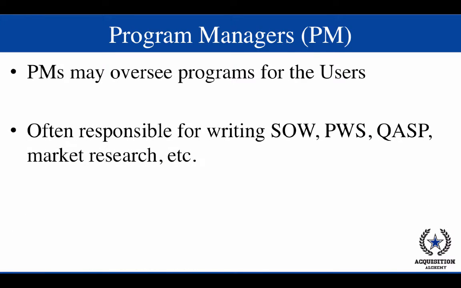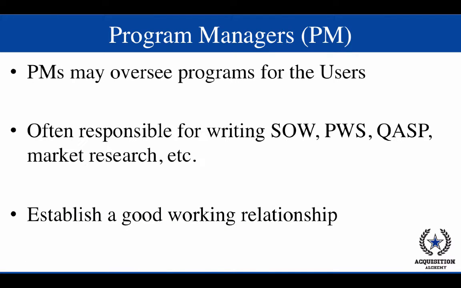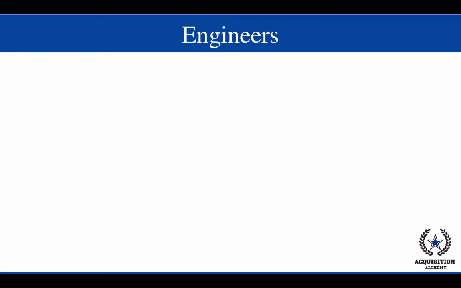The PMs and users are often the personnel responsible for writing statements of work, performance work statements, quality assurance surveillance plans, and conducting market research, among other responsibilities. Since the PMs and users are responsible for composing many of the documents, and since the contracting officer is responsible for the quality and accuracy of the requirements documents, it's not hard to see why having a good working relationship from the beginning is a good idea.